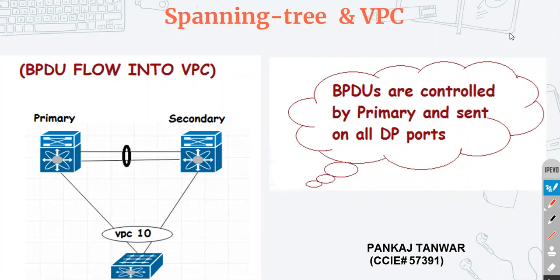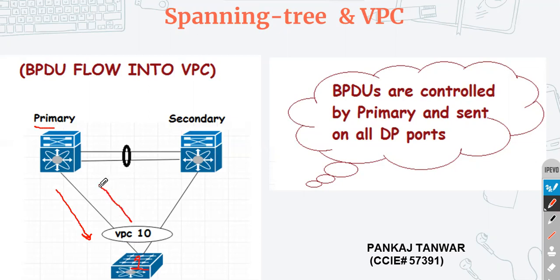For example, in this picture, we have the primary device and the secondary device. This is the VPC, VPC 10. Our primary device is this one, right? Only the primary device is going to send the BPDUs to the downstream device. Let's say this is switch 1. It is only the primary device that is going to send the BPDUs.